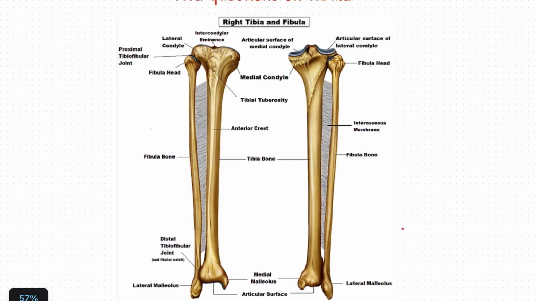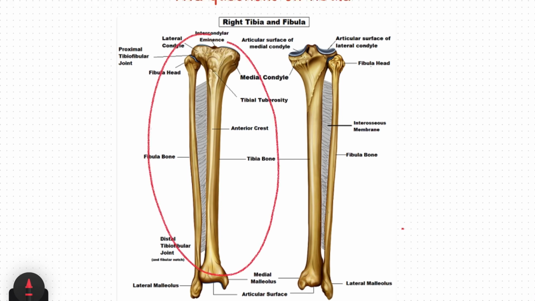Everyone, today we will discuss viva questions on fibula. So, skeleton of leg, there are two bones, tibia and fibula. Tibia is a medially placed bone, and the fibula is a laterally placed bone.